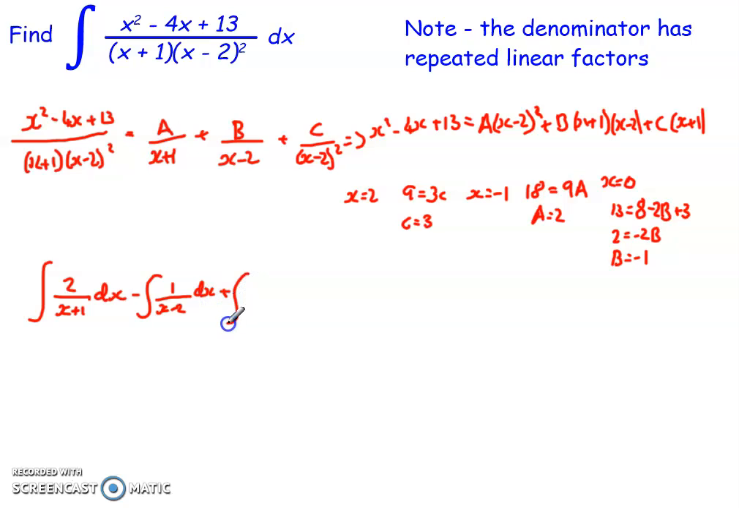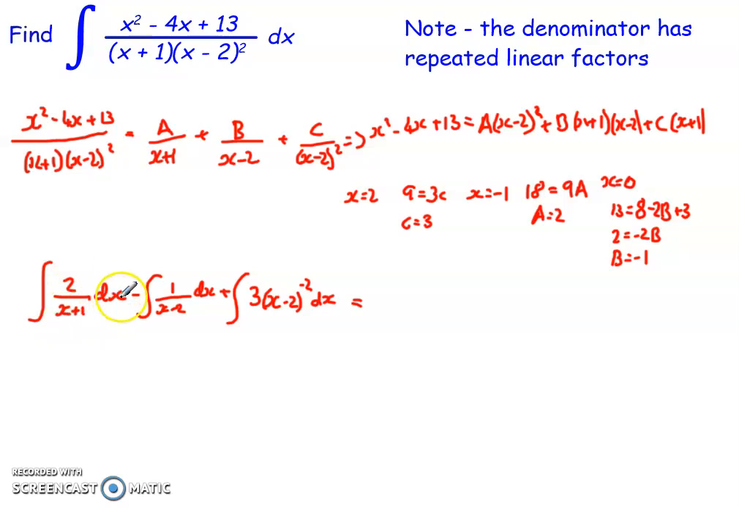It's then going to be plus the integral of c, which is 3. Now it's over x minus 2 squared. What I'm going to do is bring that up and make it x minus 2 to the power of negative 2. The power on the bracket is higher than 1, so we can bring this up and integrate it as we would using a standard format.